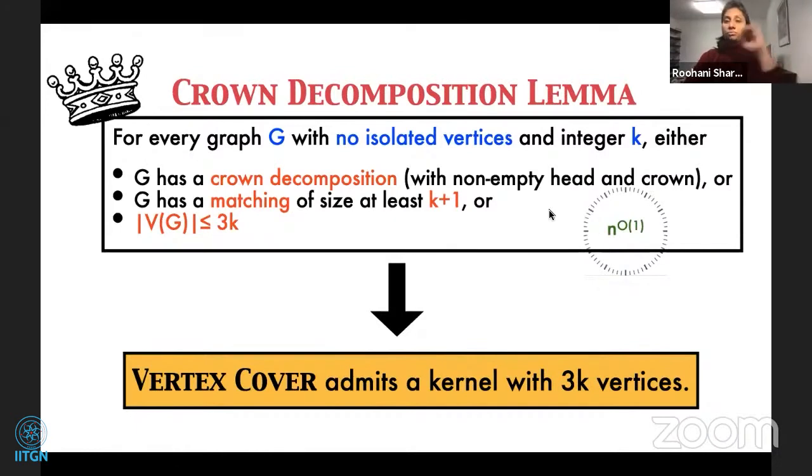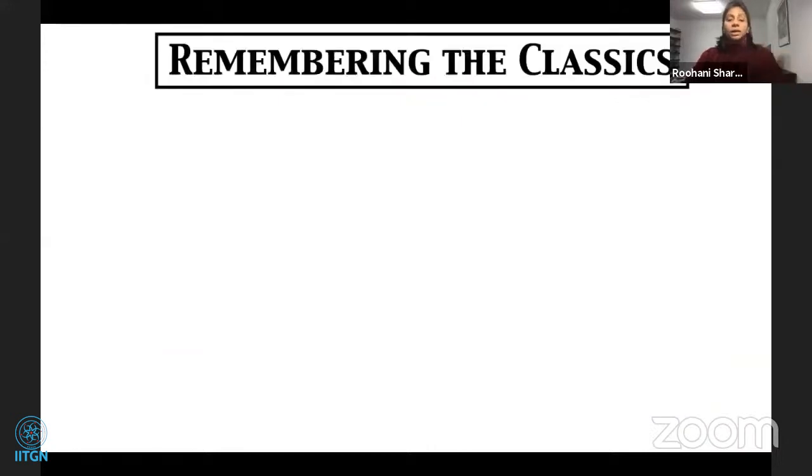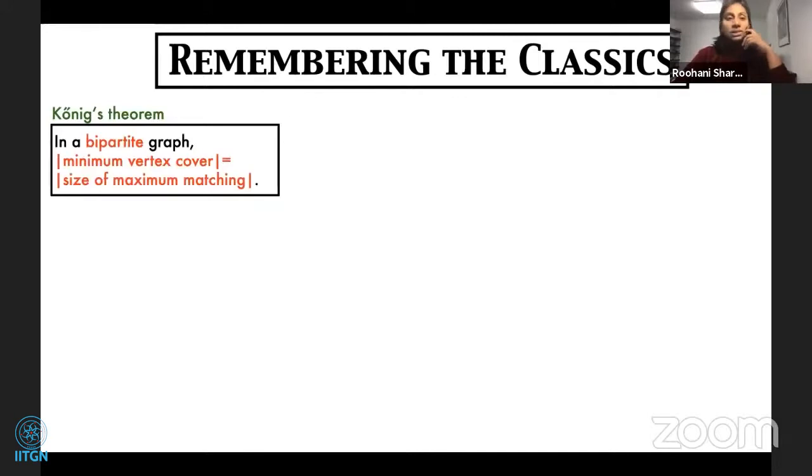And now let's look at the proof of this. Why do we have this? For the proof, and in general throughout the talk, we'll need 3 theorems from classical graph theory. Let me just state them here and refresh those theorems now. The first one is Kőnig's theorem, which says that in a bipartite graph, the size of the minimum vertex cover is equal to the size of the maximum matching.